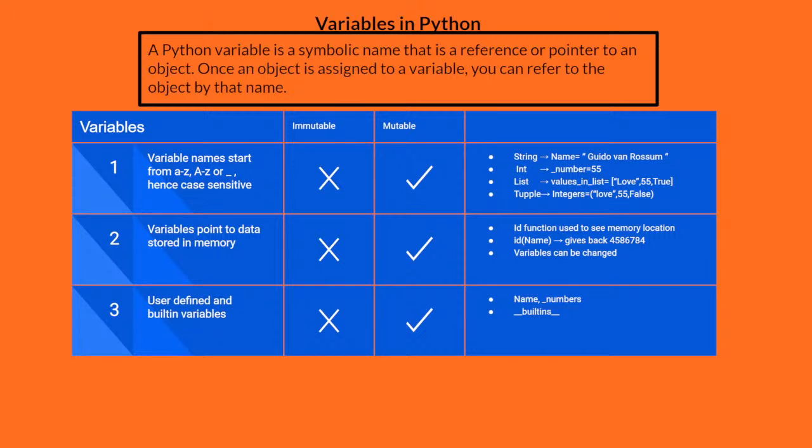Where are the objects? Objects are in the memory. And the ID function helps us find the location in the memory. So in our case, the name variable is Guido van Rossum, right? If I do ID of name, it gives me back this random number. It tells me that this value is stored at this byte in the memory. So name is just a pointer or a reference to that byte in the memory. It's very simple, but we will discuss it in a bit more detail.